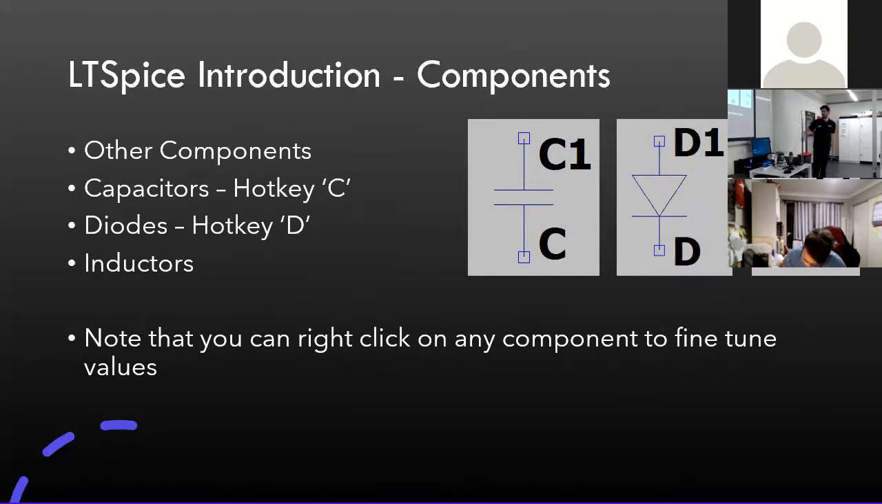Other components, we have capacitors, diodes, and inductors. This is what they look like. We use the hotkey C and D for capacitors and diodes. I don't think inductors have a hotkey because no one uses them. They're kind of crap. Actually, no, they are important. They do have applications in electronics, but we don't often use them. L, yeah, that makes sense.